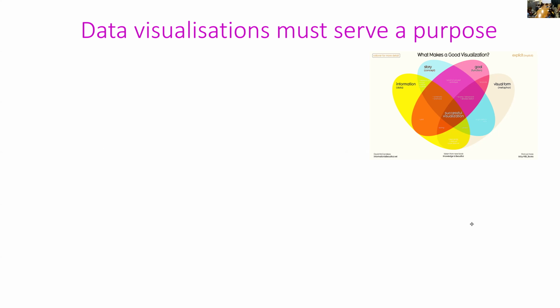Lastly is visual form. I can make a Venn diagram, bar diagram, split diagram, this diagram, that diagram. Which form am I going to choose? So these are the 4 components of making data visualization.